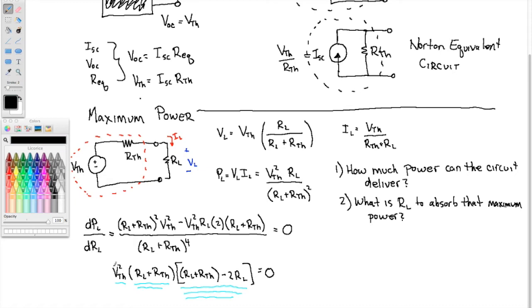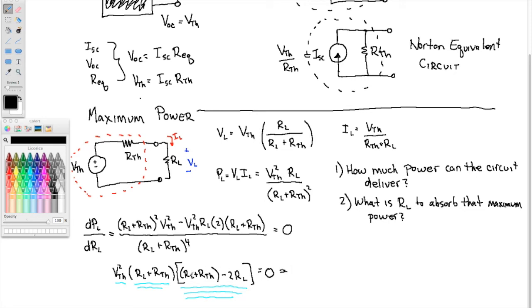Okay, so now the Thevenin voltage is not going to be 0. If the Thevenin voltage is 0, that means we have a trivial circuit that does not deliver any power. So that's not right. RL plus RThev, the second quantity here, that's not going to be 0 either, for the reason that we just gave about the denominator. You can't add two resistors together and get 0. So if this product is going to be 0, then this third term must be 0.